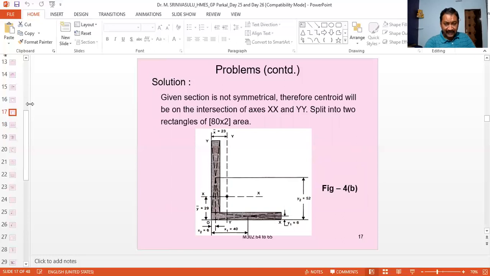Coming to the term y2. For rectangle 2, y2 acts at a distance of 80 by 2 from the thickness. But from the bottom, that is from the x-axis, it has a distance of 12 mm. So 12 plus 80 by 2.